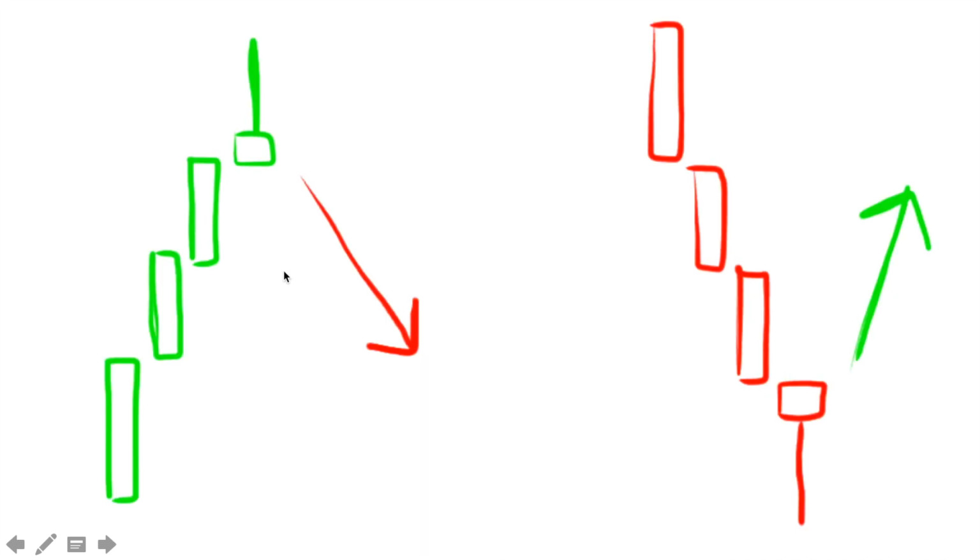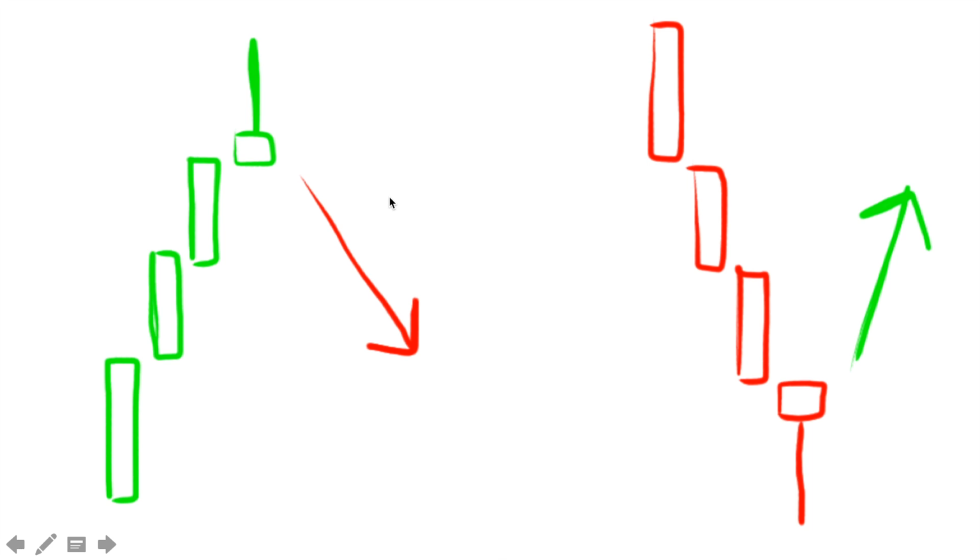For the sake of teaching, I'm going to show you these 2 examples, but in the next slide I'm going to explain why these are actually bad examples. But for the sake of teaching, if you saw a bullish run followed by a bullish pin candle, you could expect the market could reverse. And if you saw a bearish run followed by a bearish pin candle, you could expect the market to have a pullback or reverse as well.